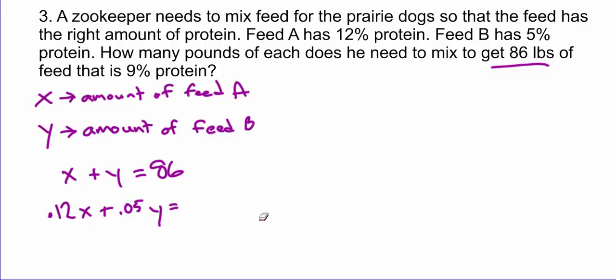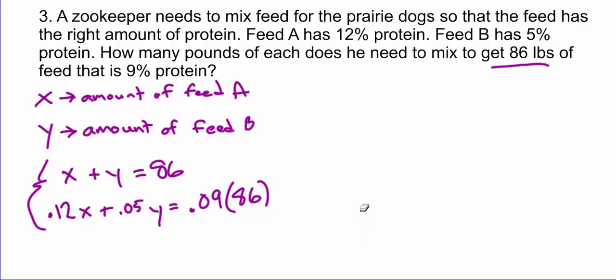And then here's the part that gets people. It's always this right here. 9% protein we know is 0.09, but it's 9% of what? And this is what people miss. It's 9% of the total. Percentage times amount, percentage times amount, percentage times amount. So you have to include that 86 there as well. All right, and just using the calculator real quickly, 0.09 times 86 is about 7.74, just FYI.